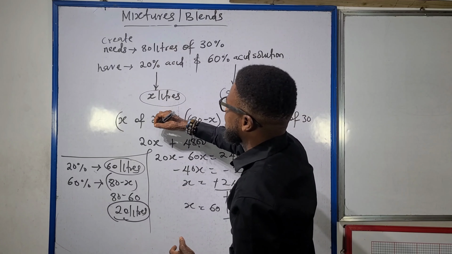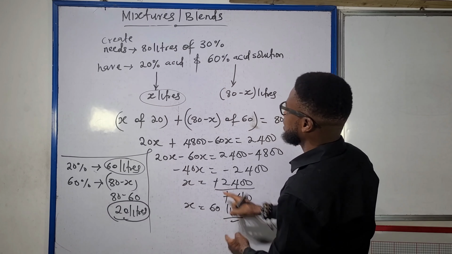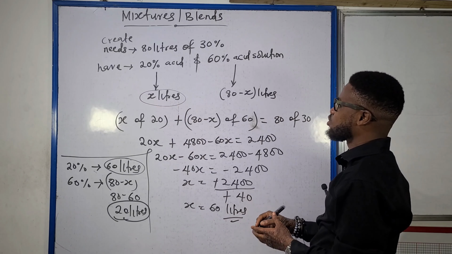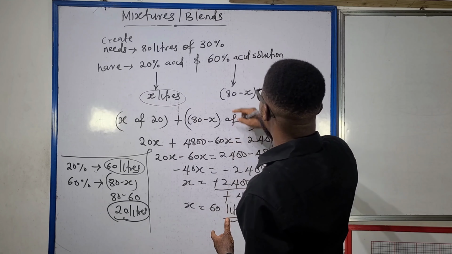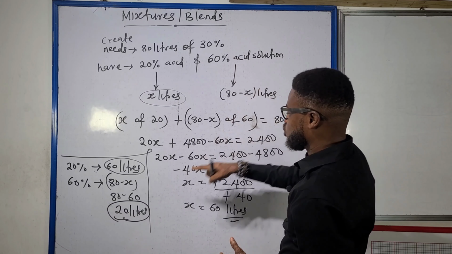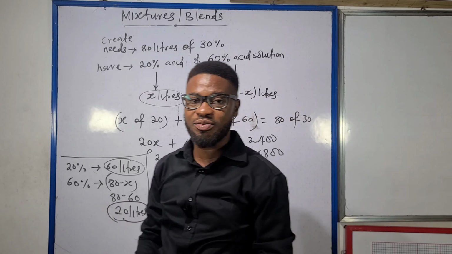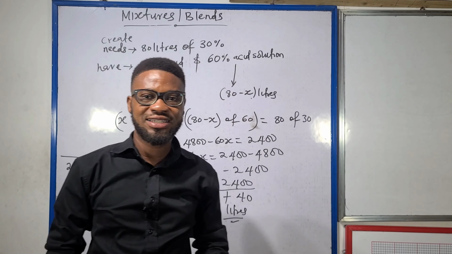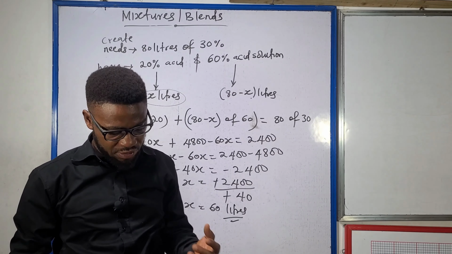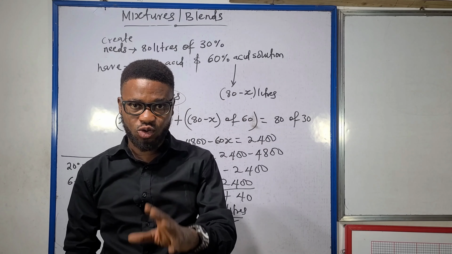Coincidentally, this is x. So I need 60 liters of the 20% acid solution, and then I need 80 minus 60, that is 20 liters of the 60% acid solution. So that is the process we follow when we are dealing with problems involving mixtures. So that ends that question.